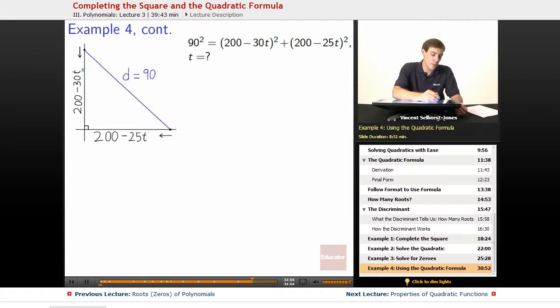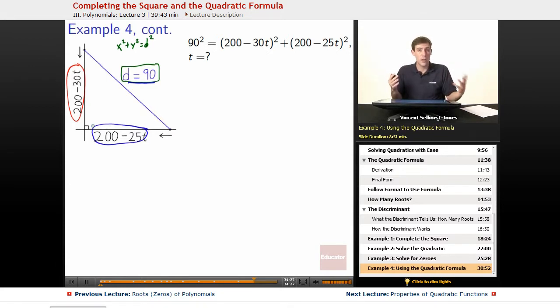So we've got 200 minus 30t, which describes the red car, our north car, and 200 minus 25t, which describes the east car, our blue car. And we're looking for when the distance is equal to 90. Remember, we had x squared plus y squared equals d squared, because this is just a normal Pythagorean triangle. The sum of the squares of the two sides is equal to the square of the hypotenuse. So we've got 90 squared equals (200 minus 30t) squared, our red car, plus (200 minus 25t) squared, our blue car.